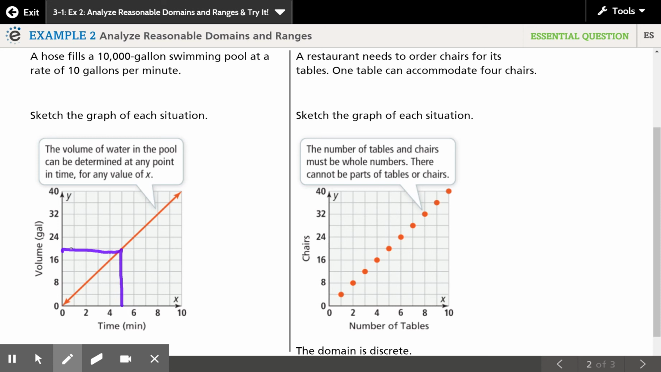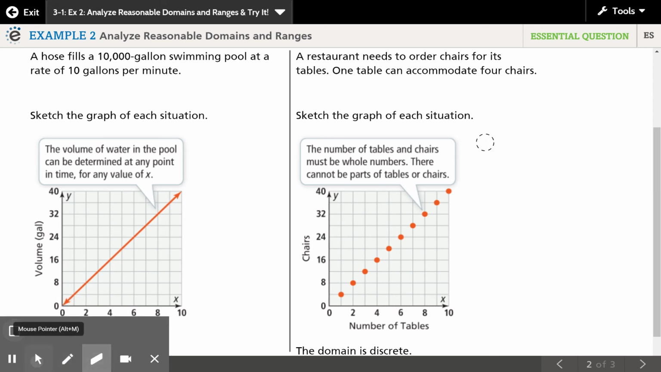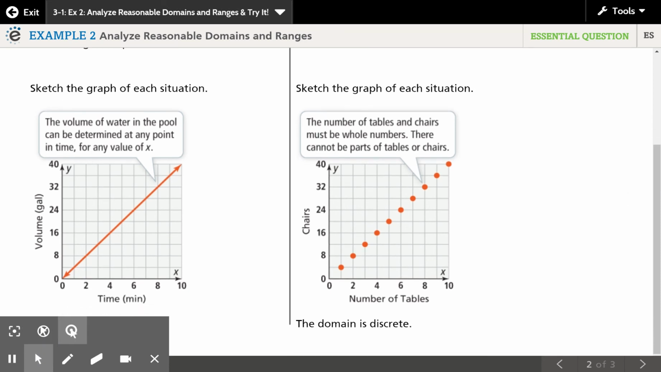Now, on the flip side of that, think about the restaurant. The restaurant needs to order chairs. Can't order 2, can't order 9, can't order 15. It has to be multiples of 4. So these numbers are going to make a little bit more sense. This is discrete. It's discrete because specifically one table needs 4 chairs, 2 need 8, 12, 16, 20, 24, so on and so forth.